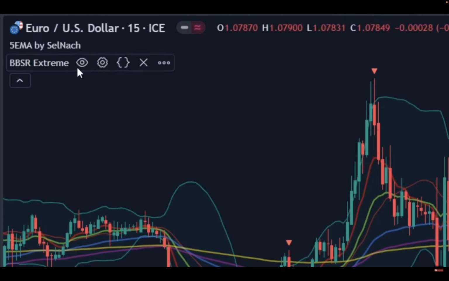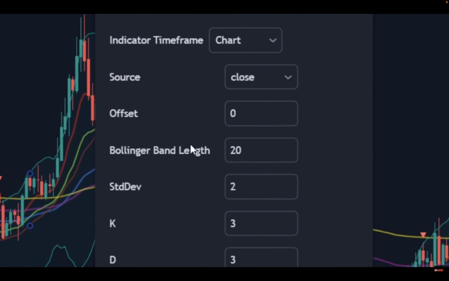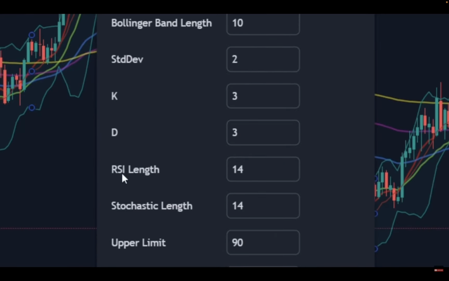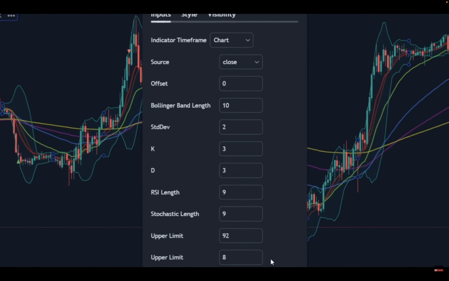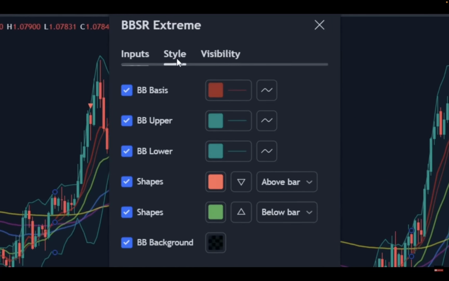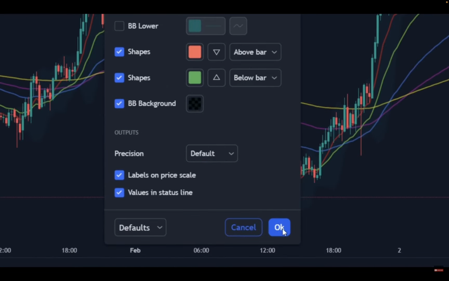Quickly click on the other indicator settings and select the Input tab. Watch carefully. Change the Bollinger Band length from 20 to 10. Below, change the RSI length from 14 to 9. And also change this stochastic length from 14 to 9. Set the upper limit to 92 and change the lower limit to 8. Take a snapshot of these settings if needed. Optionally, you can untick these 3 options in the Style menu. Save the settings by clicking OK.